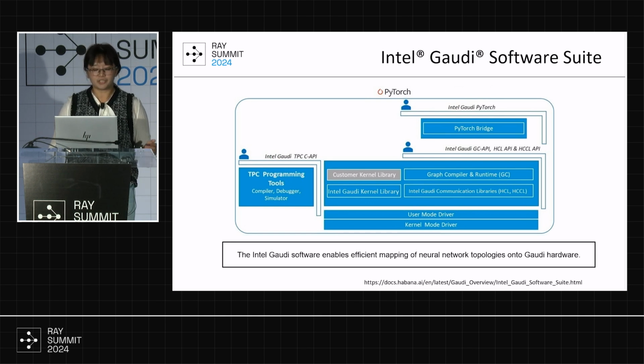And underneath PyTorch is a graph compiler and a runtime. This is responsible for the pipelining between MME, TPC, and the DMA, all the compute units I just talked about as the hardware. It is also responsible for execution scheduling, graph sanitization, node extraction, and kernel optimization. Then the Intel Gaudi software suite also provides its own communication library called HCCL. And underneath are the user mode driver and the kernel mode driver.